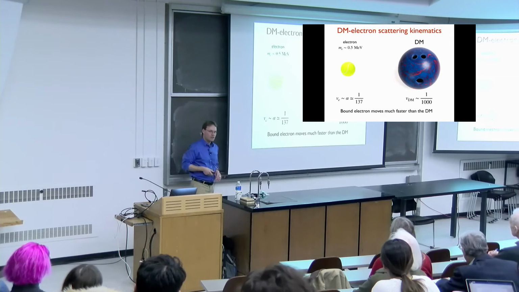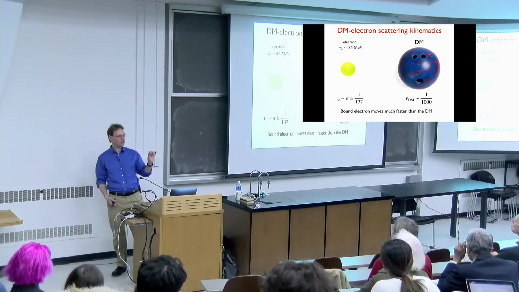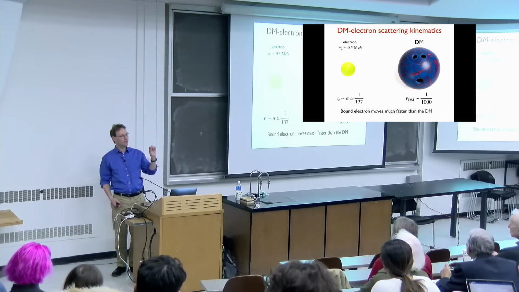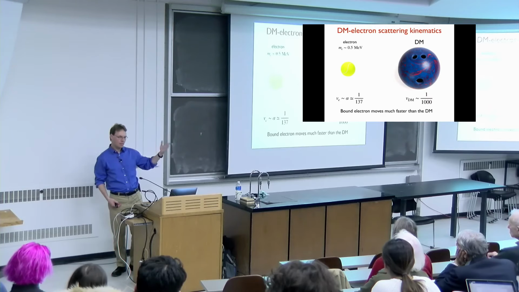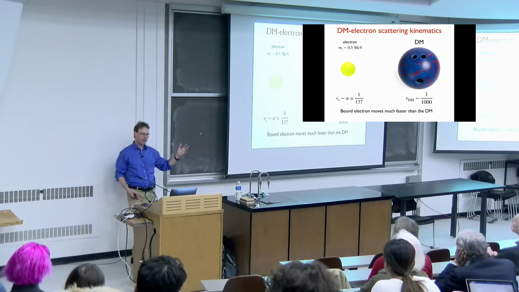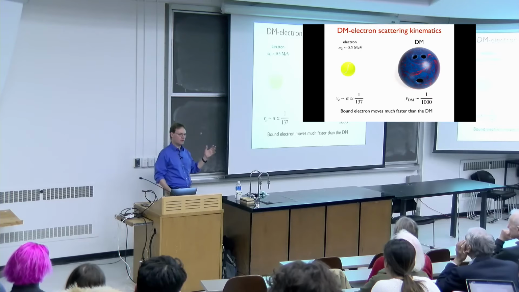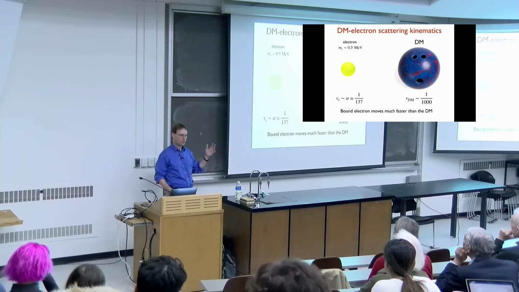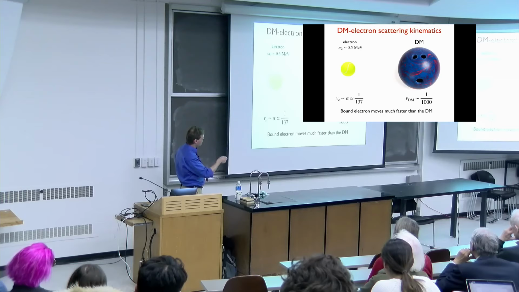The electron velocity, the velocity of a bound electron, what is that? Think about the hydrogen atom. The electron has a velocity in the Bohr model in the hydrogen atom. The typical velocity of the electron in the hydrogen atom is about alpha, the fine structure constant, 1/137. So it's about 10 to the minus 2, okay, 1/100. And you see that the electron actually moves much, much faster than the dark matter.